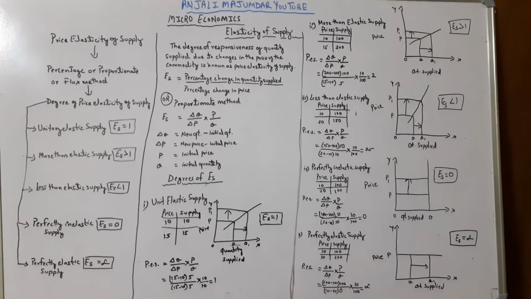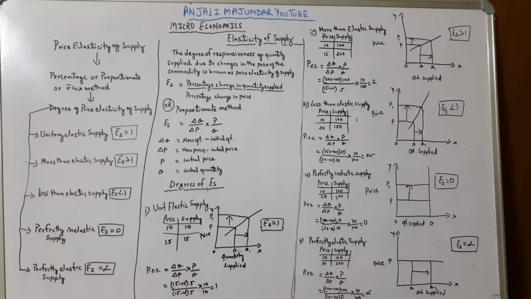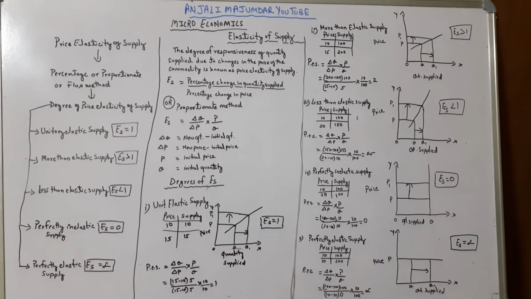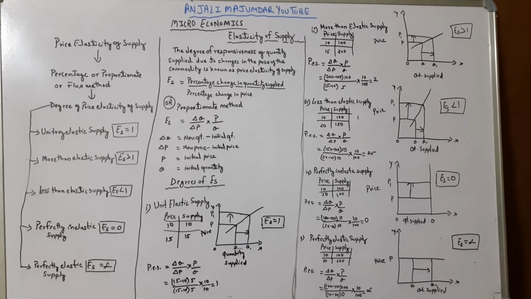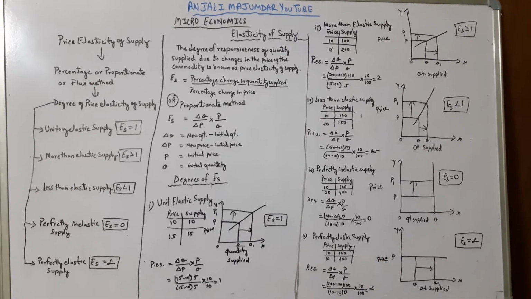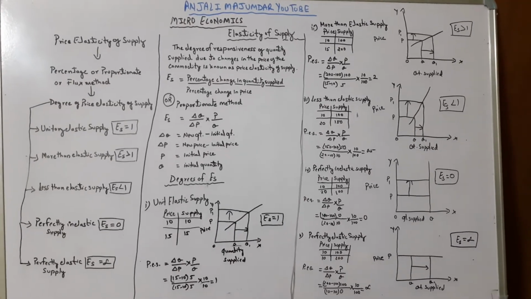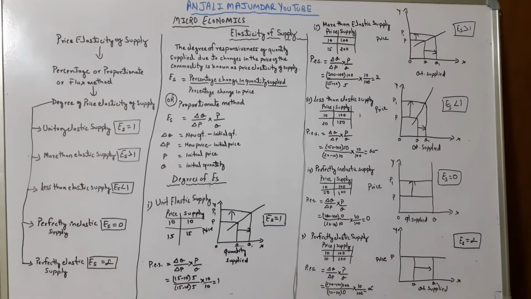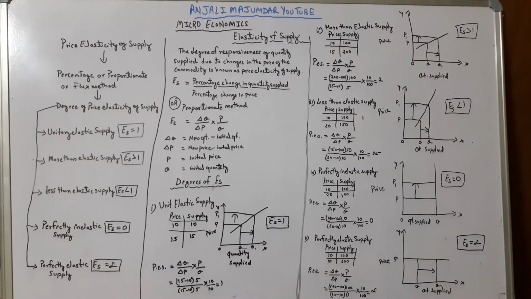Then less than elastic. At price 10, 100 units of quantity supplied. When price becomes 20, the quantity supplied becomes 150. After applying it into the formula delta Q upon delta P into P upon Q, delta Q represents the new quantity minus original quantity, divided by delta P, new price minus original price, multiplied with original price upon original Q.